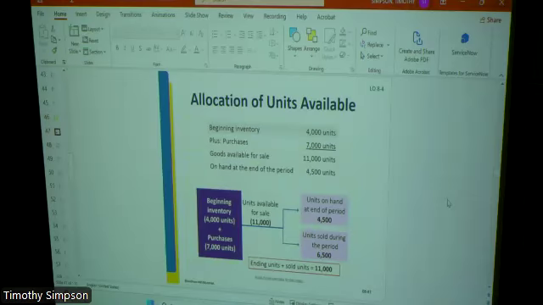So let's talk about units available. We go back to the beginning inventory of 4,000. We had purchases of 7,000 units, and we have goods available for sale of 11,000. Inventory on hand at the end is 11,000 minus the 6,500 sold, which leaves 4,500. So the math here is not particularly complicated. It's beginning inventory plus purchases minus sales. We're just talking about units here, not dollar figures. We'll get into that in a second.